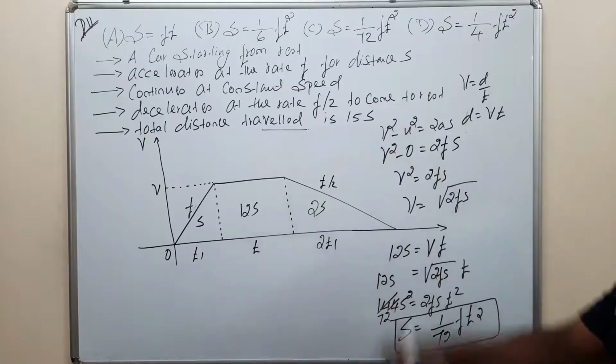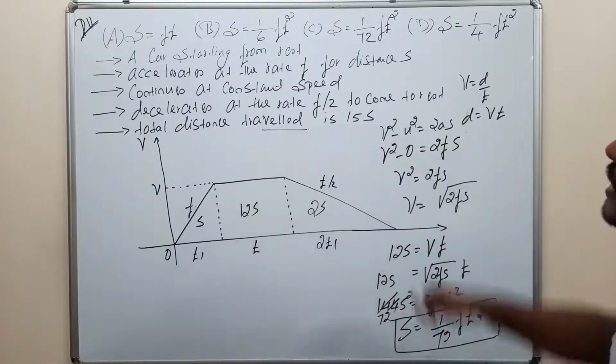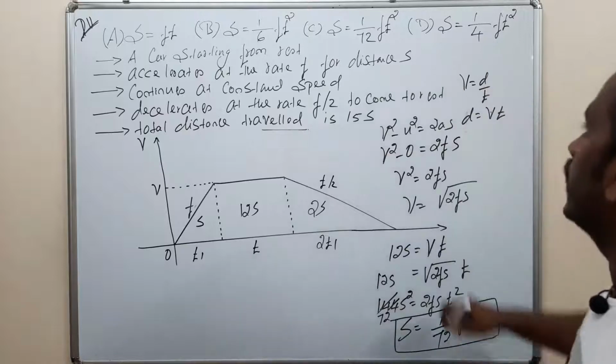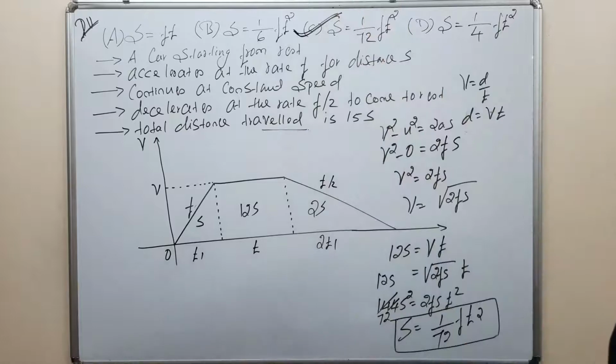So compare the options. s is equal to f t, s is equal to 1 by 6 f t square, s is equal to 1 by 72 f t square. So that is the answer. So clear?